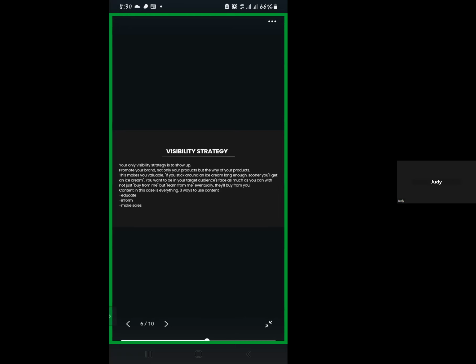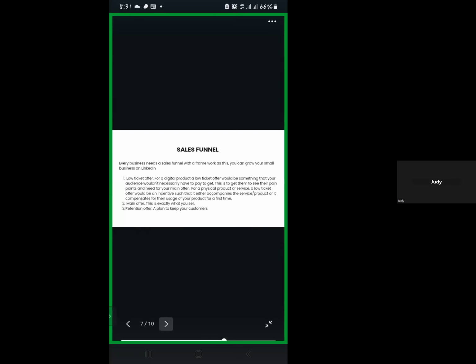You want to make sure that your content is educating, informing, and also driving towards making your sales. Lastly, your sales funnel. Now every business needs a sales funnel, right? With a framework like this, you can grow your small business on LinkedIn. Your sales funnel is something that you use, sometimes side by side with the visibility strategy.